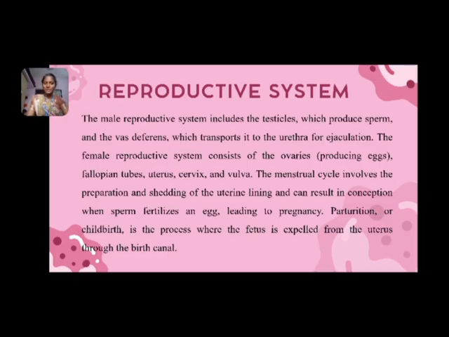Parturition or childbirth is the process where the fetus is expelled from the uterus through the birth canal. Simply, the reproductive system is a biological system of organs that facilitate reproduction, ensuring the survival of a species.